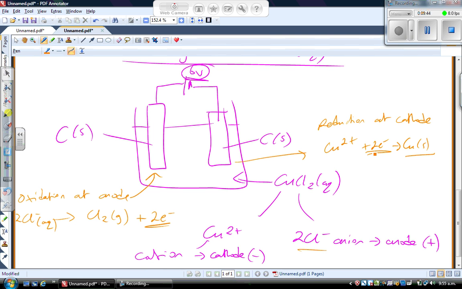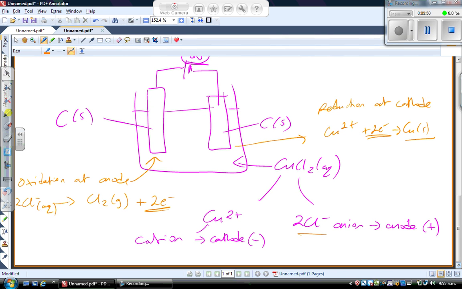So the only other thing to really talk about here is the appearance of any species, or the detection of any species that form during these redox reactions. So with the chlorine gas, essentially if you put your nose about this close to the electrolytic cell, you would have got a smell of chlorine gas. Smells very like a swimming pool. And then on your cathode, you would have had a build-up of copper solid on the cathode.